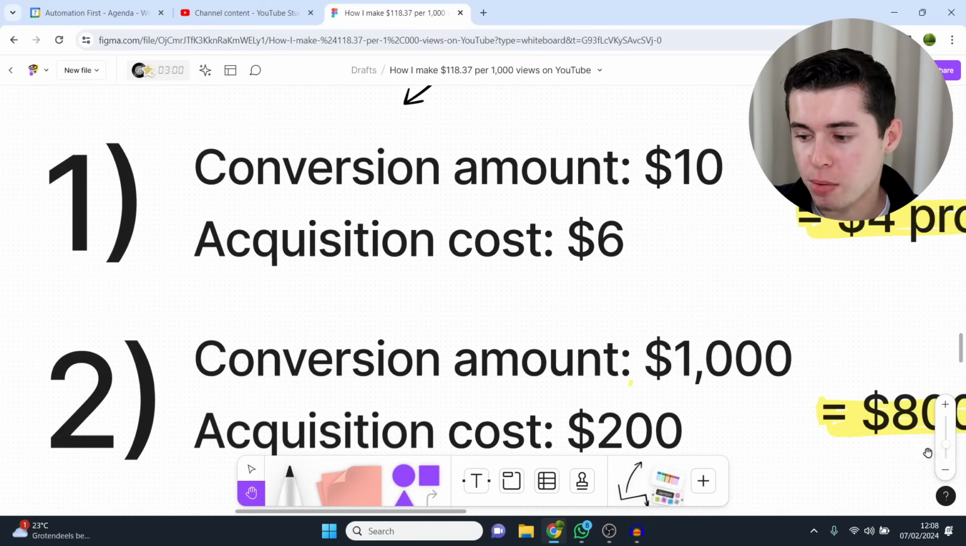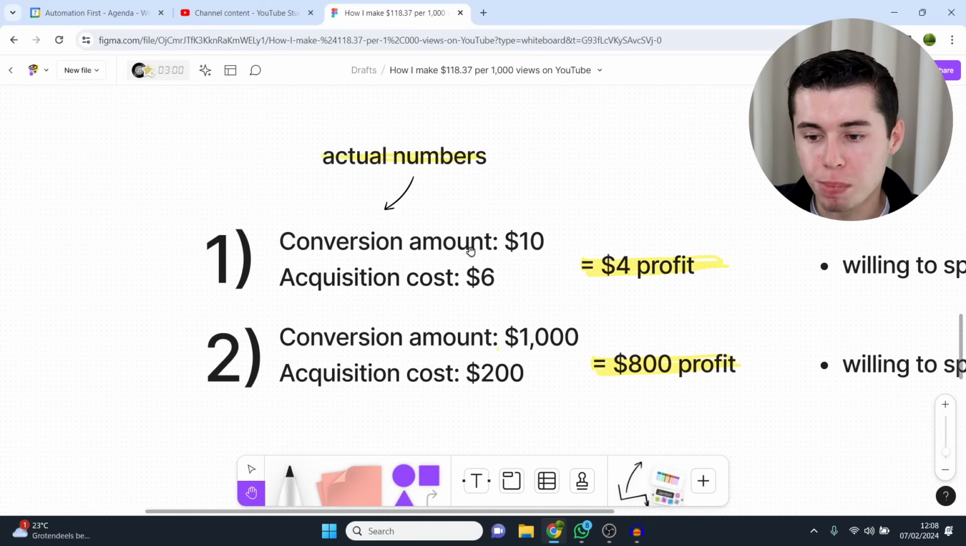So let's say that in scenario 1, the acquisition cost would be $6. That would mean that the advertiser would make a $4 profit right there. In scenario 2, the acquisition cost is $200, which is a lot more. However, because the conversion amount is higher, they'll have an $800 profit.